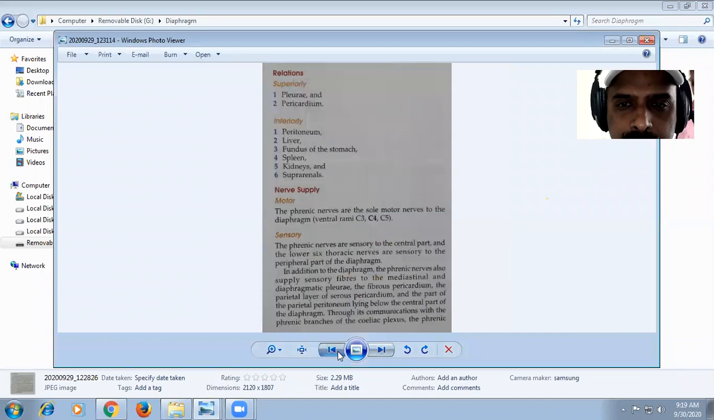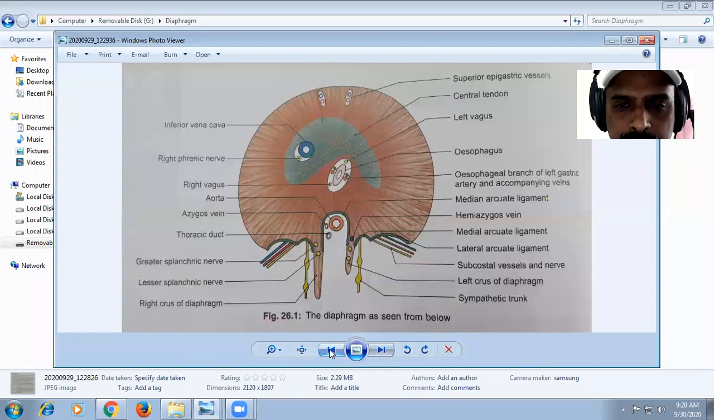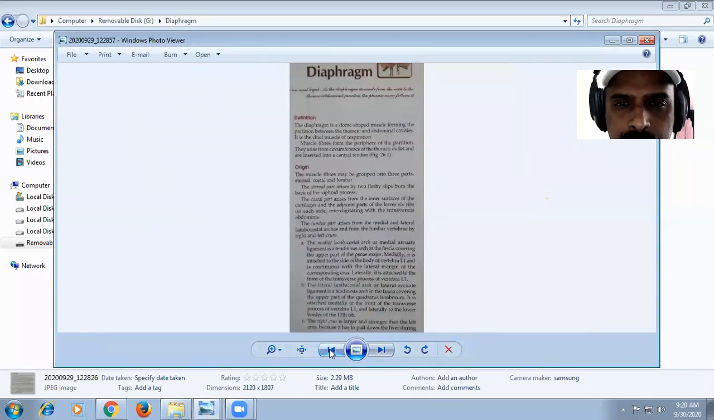When you see this slide, you can see the thoracic cage or thorax, and below this we have the abdomen. So the first thing you should know is what the diaphragm is. This is a muscle, as I have told, one of the chief muscles of respiration. It is a dome-shaped muscle forming the partition between the thorax and abdominal cavity.